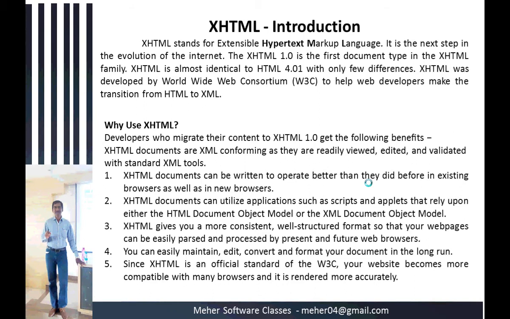XHTML 1.0 is the first document type in the XHTML family, and it is identical to HTML 4.0, with only a few differences between XHTML and HTML. It was developed by the World Wide Web Consortium, simply called W3C, to help web developers make the transition from HTML to XML.